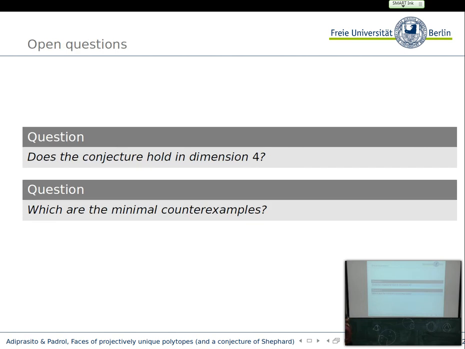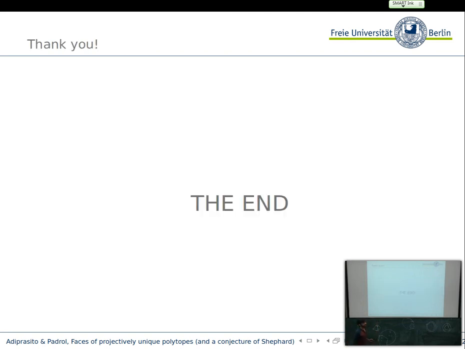And now the question, of course, is what happens in dimension 4, and then to try to find the minimal counterexamples, because, of course, every time you do von Staudt, you add a whole lot of vertices. I don't know which is the minimal counterexample. It would be interesting to know. And that's it. I think I have like 5 minutes for questions.